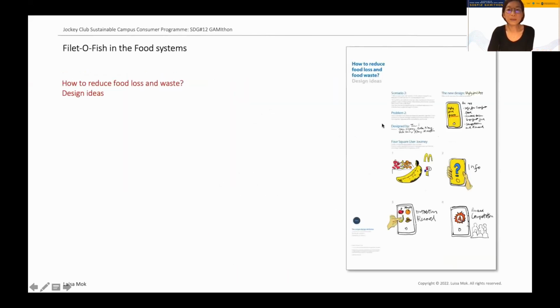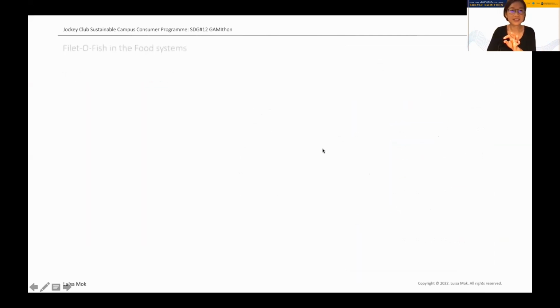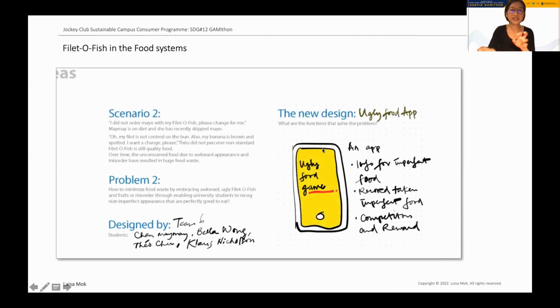Here is an example. I will zoom in. The top part is where I will repeat my scenario and also the problem. And then again, write your team number and your name. And here on the right side, I want you to put in your new design. Although this is GAMIthon, it is an exercise for you to redefine problems. So it doesn't need to be an app solution.